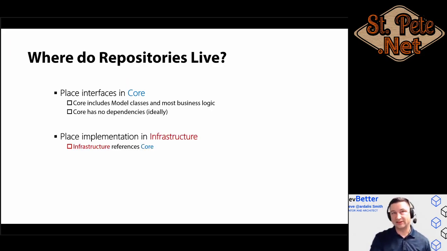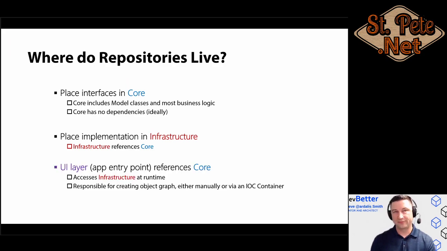All right, the implementation, the thing that actually knows about a database or a data store, goes into infrastructure. And the infrastructure project references core, and that's why that implementation of that interface is able to live in the infrastructure project and reference the interface that it implements. And then you're going to have a UI layer, which is typically where your app entry point is, and it references core as well.